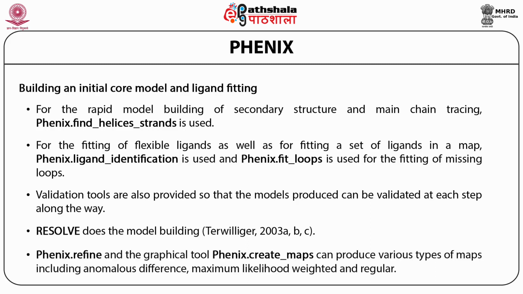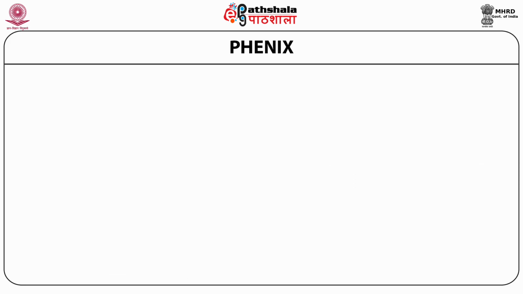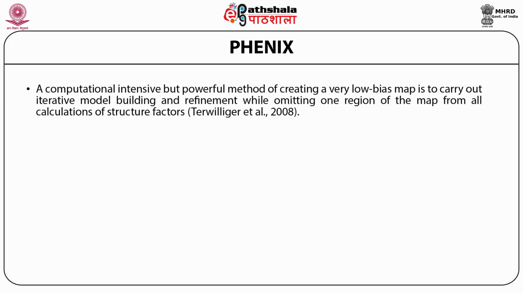PHENIX.refine and the graphical tool PHENIX.create_maps can produce various types of maps including anomalous, difference, maximum likelihood, weighted and regular maps. A computationally intensive but powerful method of creating a very low bias map is to carry out iterative model building and refinement while omitting one region of the map from all calculation of structure factors. This has been done in the publication by Terwilliger in 2008.